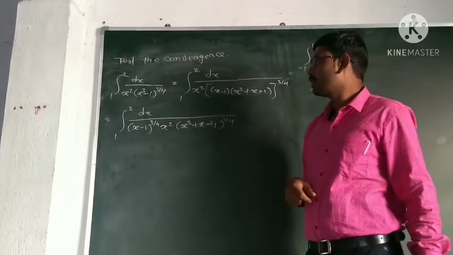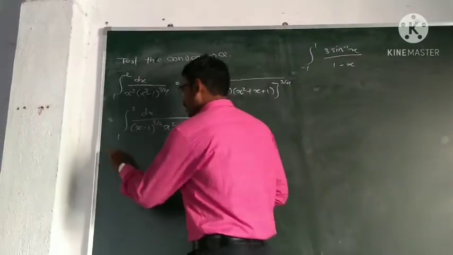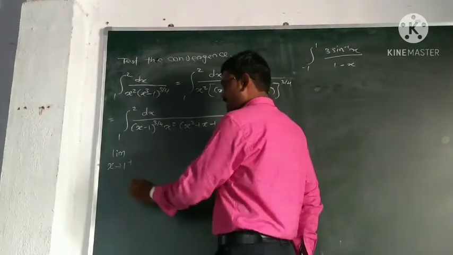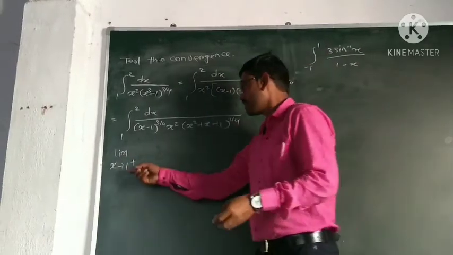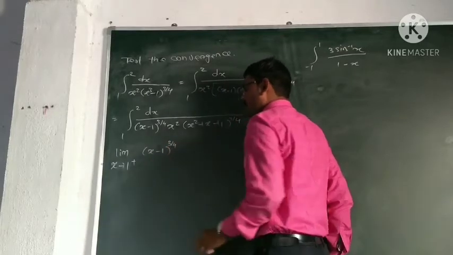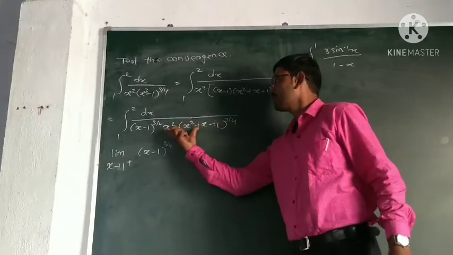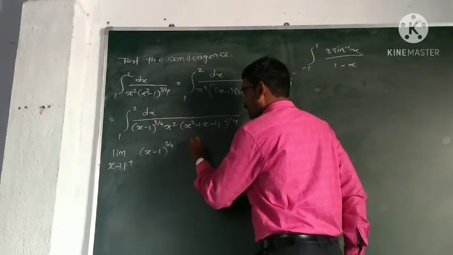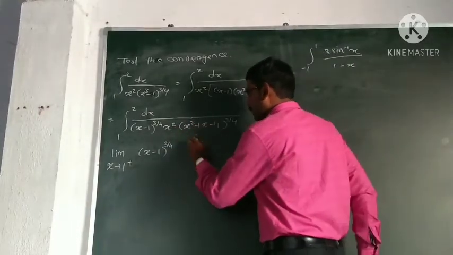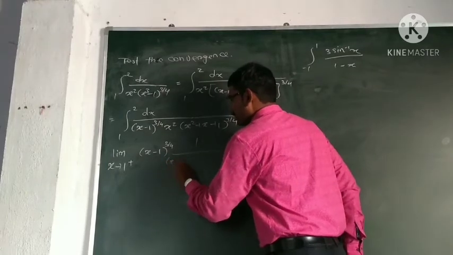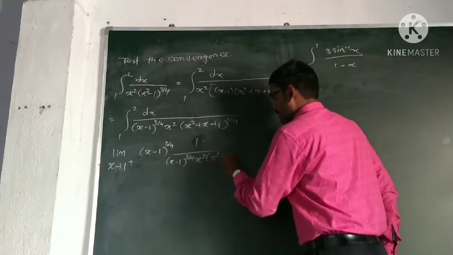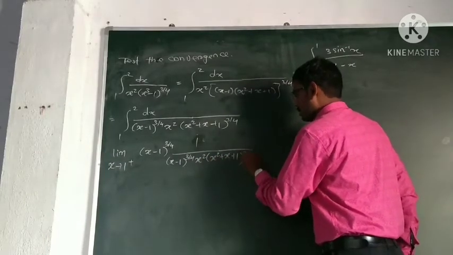Okay. So what will we do? We will take the limit. We will take limit x tends to 1 plus of (x minus a), where a is the singular point. Here it is 1. So (x minus 1) raised to power 3 by 4 times the function f of x. Our function is only 1 upon (x minus 1) raised to power 3 by 4 into (x square plus x plus 1) raised to power 3 by 4.